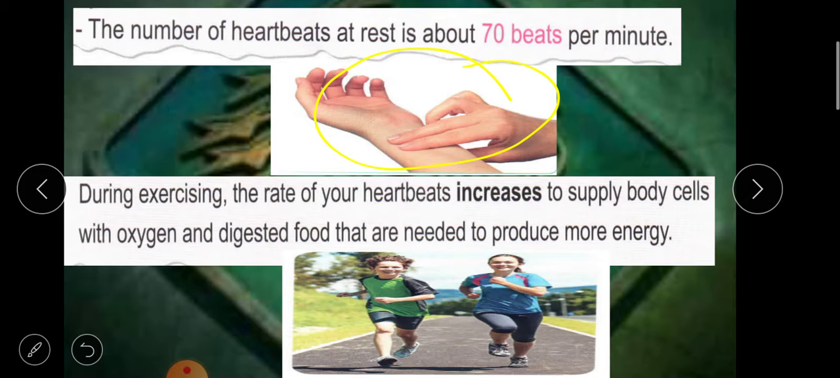So the rate of our heartbeat increases during exercising. Why is it increasing? To supply the body with the oxygen and digested food that are needed to produce more energy. So the number of heartbeats increases, so the blood will deliver more oxygen and more digested food to our cells, so they can get the energy. So if I told you, give a reason why during exercising the number of heartbeats increases, we said to supply the body cells with oxygen and digested food to produce energy.